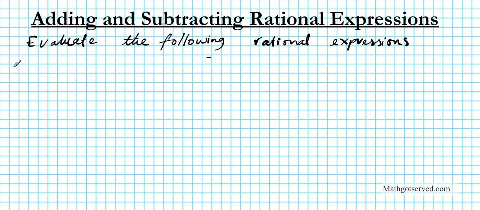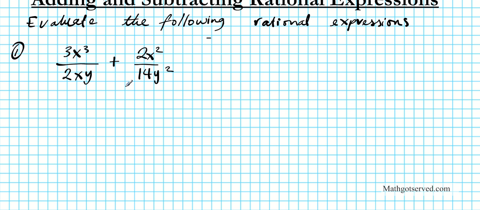Okay, so number one, we have 3x to the third divided by 2xy plus 2x squared over 14y squared. Okay, so what we're going to do, we're going to break down the denominators.